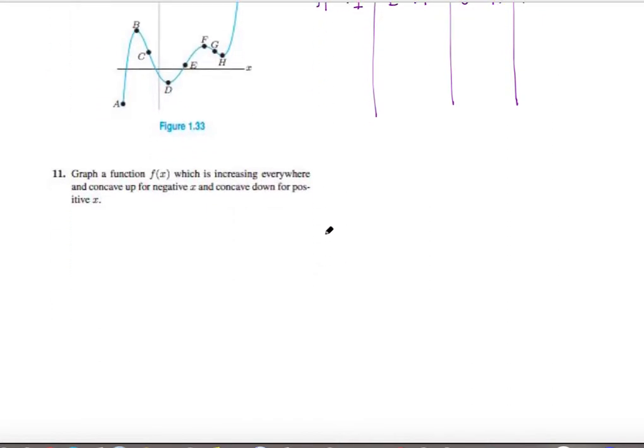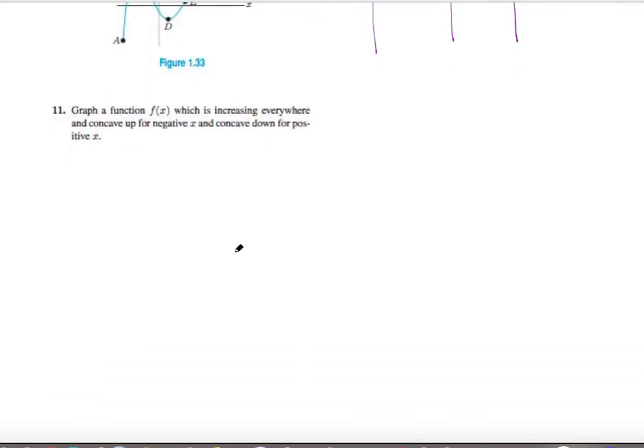So for number 11, I want to graph a function which is increasing everywhere and concave up for negative x, but concave down for positive x. So let me sketch out a set of axes. So it's increasing everywhere, so it must constantly be increasing. I've got to constantly be going positive as I go to the right. So I'll say this is f of x, and this axis is x.